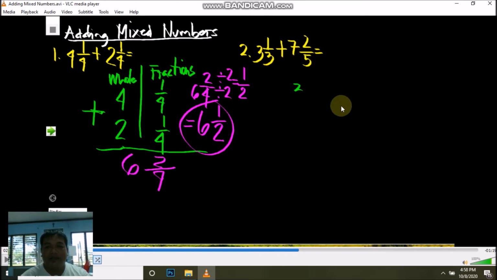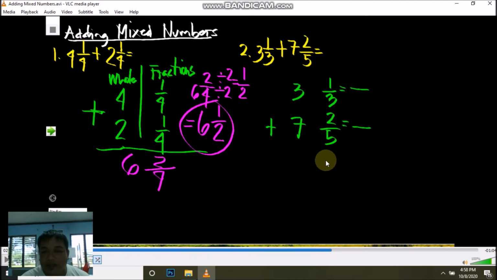Next, let us proceed to the second example. 3 and 1/3 plus 7 and 2/5. So in adding mixed numbers, you just align the whole numbers and align also the fractions. In this case, 3 is the whole number, then 1/3 is the fraction. This one, 7 is the whole number, 2/5 is the fraction. What you observe here is that the fractions are dissimilar.